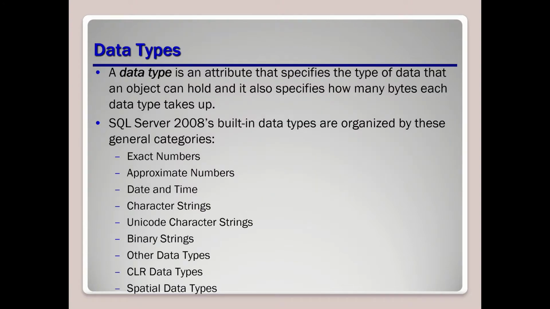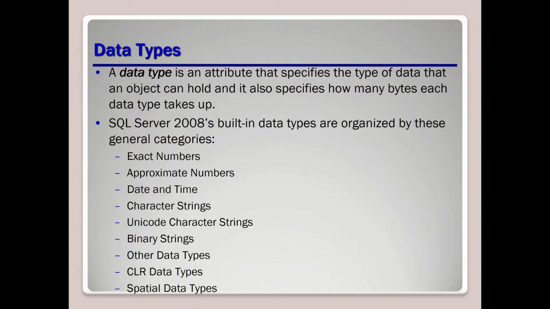So data types. A data type is an attribute that specifies the type of data that an object can hold and also specifies how many bytes each data type takes up. SQL Server 2008 built-in data types are organized by these general categories. This still applies to 2000 and where we are at 2019, but with a lot more updates. So go ahead and just go over the documentation.